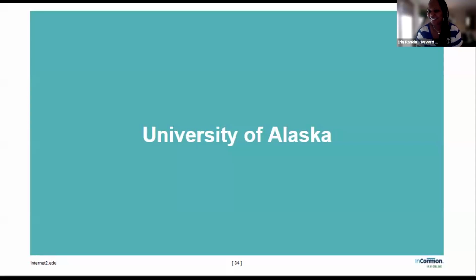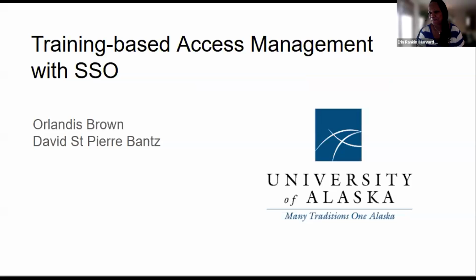University of Alaska. Thank you. So my name is David Bantz, and Orlandis Brown and I do identity and access management for the University of Alaska, which is a statewide system that includes 3 separately accredited universities and approximately 15 campuses around the state. 25 or 30,000 students and about 5,000 employees as of now.